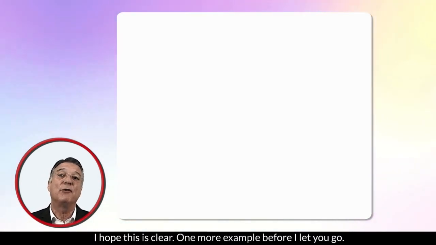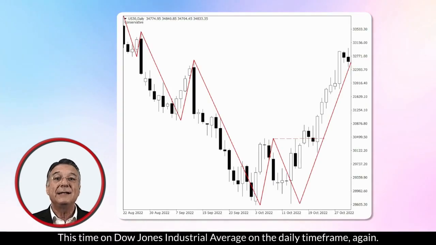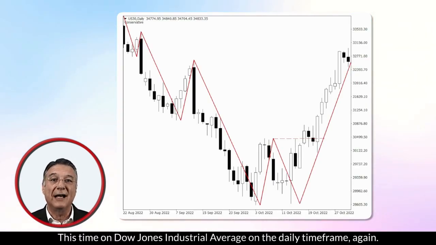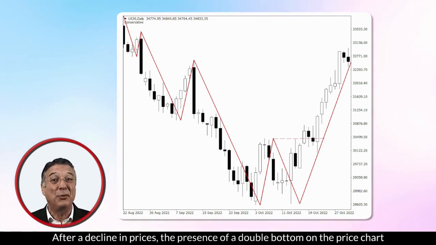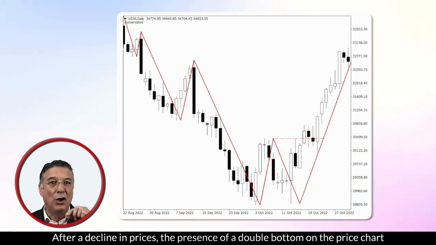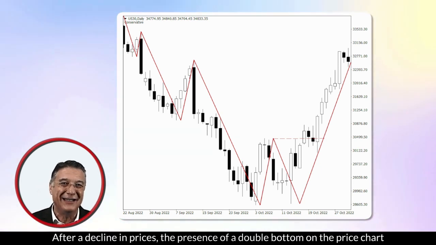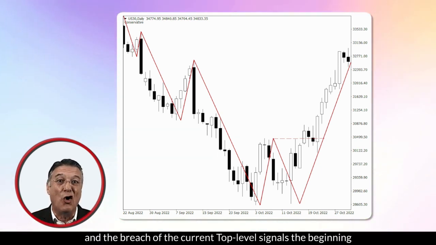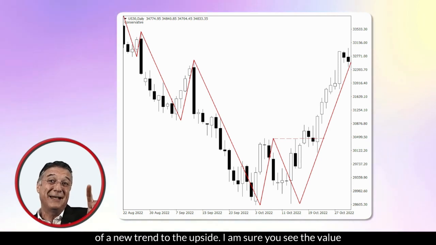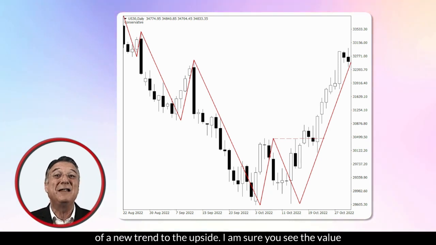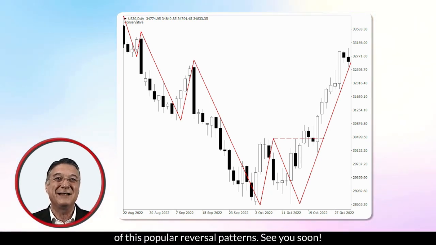One more example before I let you go. This time on Dow Jones Industrial Average on the daily time frame again. After a decline in prices, the presence of a double bottom on the price chart and the breach of the current top level signals the beginning of a new trend to the upside. I am sure you see the value of these popular reversal patterns.